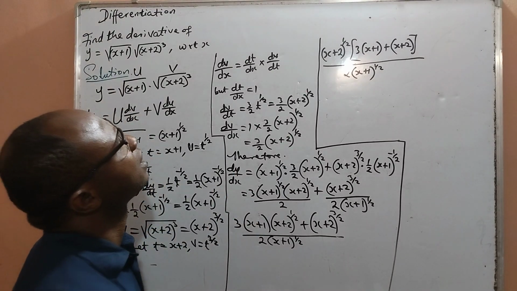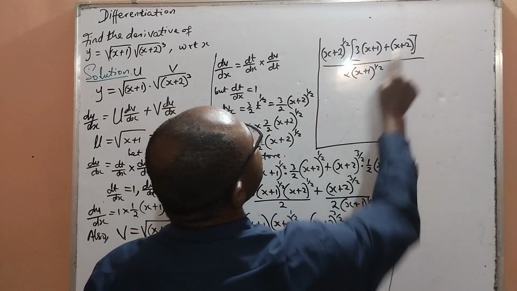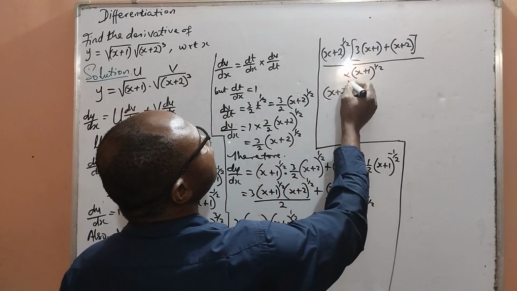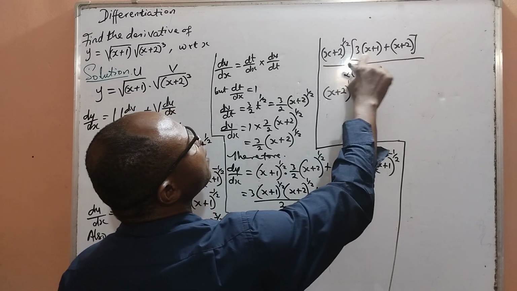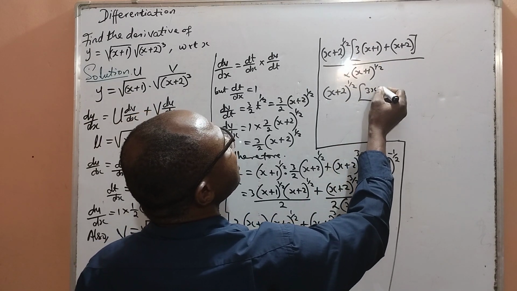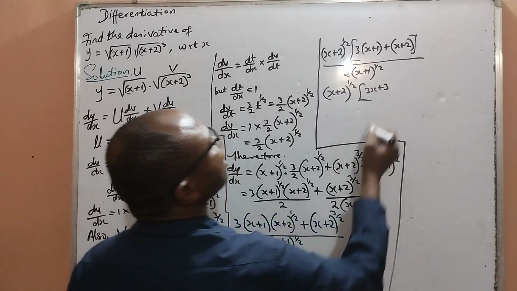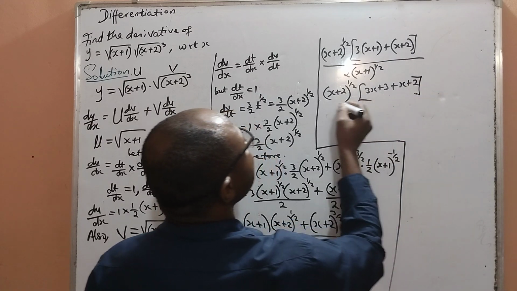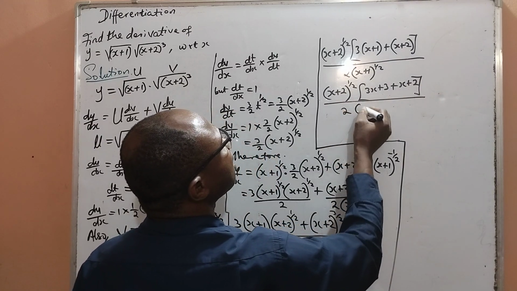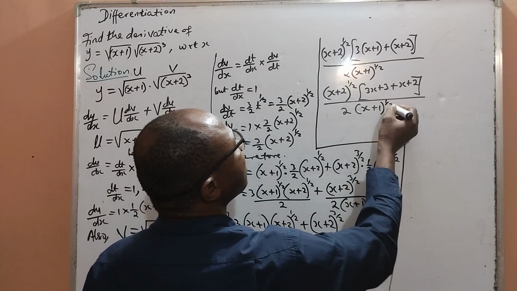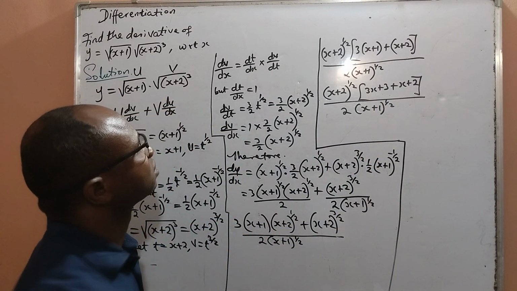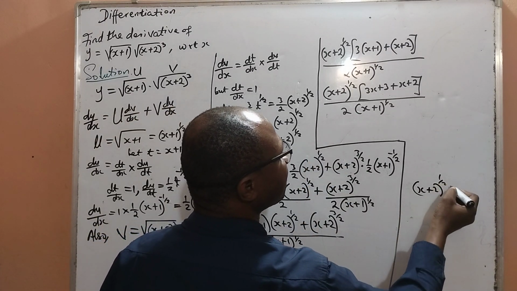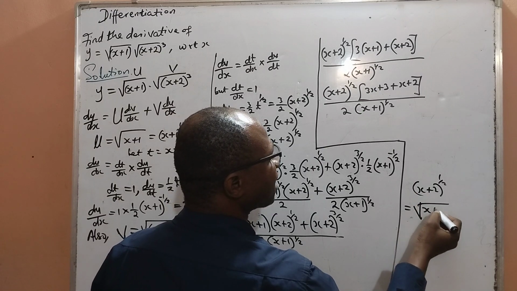We move on. Now, from this bracket, I can now have (x+2)^(1/2) into, I'll open the bracket here to get 3x + 3, then plus x + 2, then everything is all over 2 into (x+1)^(1/2). We are almost done. Therefore, in conclusion, you know that (x+2)^(1/2) is the same thing as the square root of x + 2.